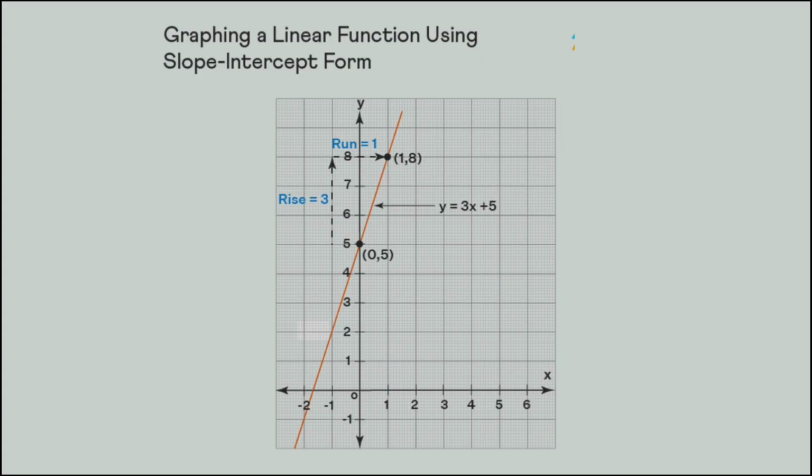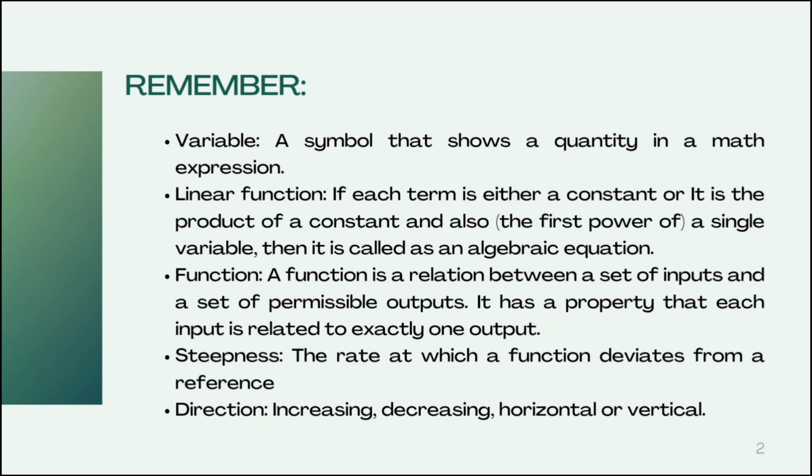Remember. Variable: a symbol that shows a quantity in a math expression. Linear function: if each term is either a constant or the product of a constant and the first power of a single variable, then it is called an algebraic equation. Function: a relation between a set of inputs and a set of permissible outputs, with the property that each input is related to exactly one output. Steepness: the rate at which a function deviates from a reference. Direction: increasing, decreasing, horizontal, or vertical.